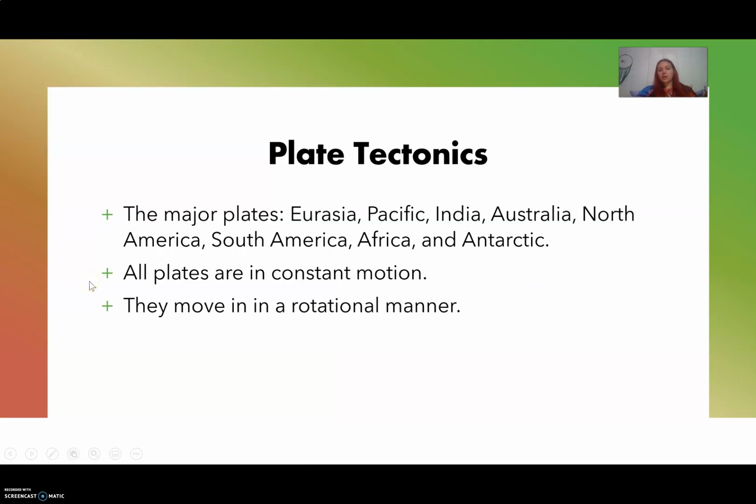So, plate tectonics cover the Earth, and the 9 major plates are the Eurasia Plate, Pacific, India, Australia, North America, South America, Africa, and Antarctic. All these plates are in constant motion, even though we don't feel it because it is very slow motion in comparison to how fast we move as humans. And these plates also move in a rotational manner.